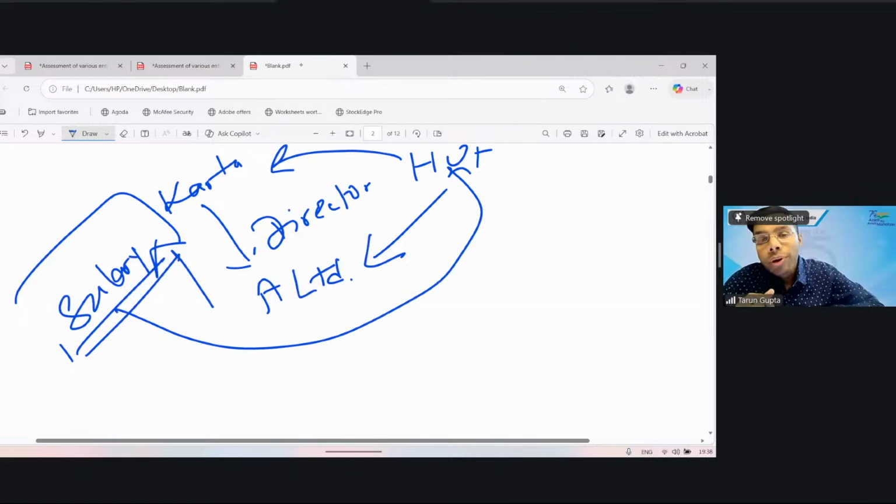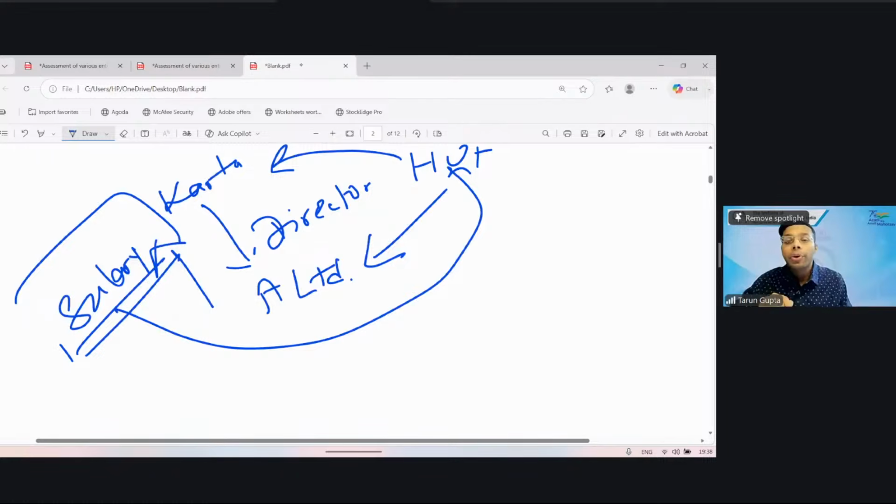But if it is proved that this amount is paid, the A Limited is paying this amount to the Karta in consideration for the funds invested by HUF in A Limited, then such amount shall be taxable in the hands of HUF only. So understood? We are not talking about the interest. We are talking about the fees or remuneration received by any member of Karta from any concern in which the HUF funds have been invested.